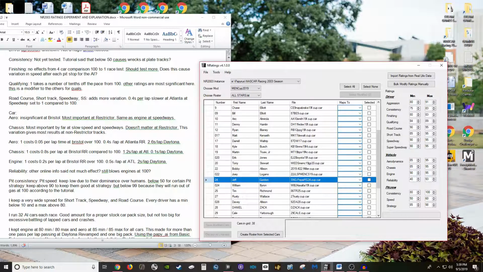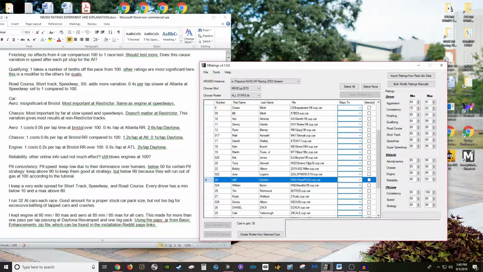Let's see what else we have. The chassis can make a big difference as well. You can see here it says it costs 0.8 of a second per lap at Bristol on a rating of 1 compared to 100. And it can make a difference of 1.2 seconds per lap at Atlanta versus 0.1 at Daytona. So you'll find the chassis makes a big difference at some tracks, but not at other tracks. And the engine is the same.